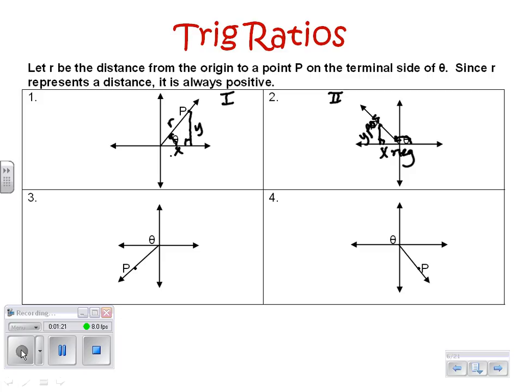Okay, in Quadrant 3, when we drop the perpendicular, we're going to go from the axis down to point P because we always want our perpendicular to be vertical. And in this case, we have an x which is negative and a y which is negative. In Quadrant 4, when we drop our perpendicular, there's our triangle. We have an x which is positive, but a y which is negative.